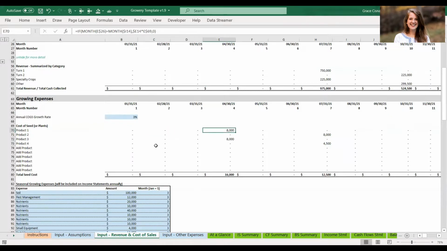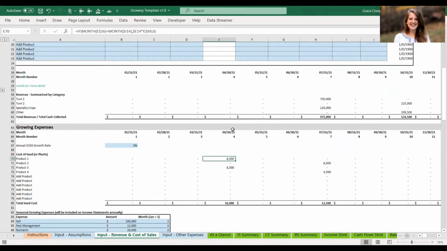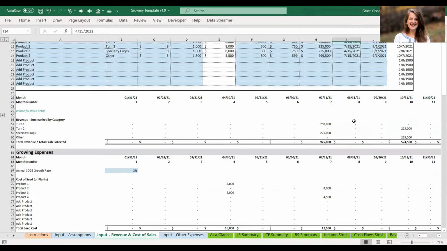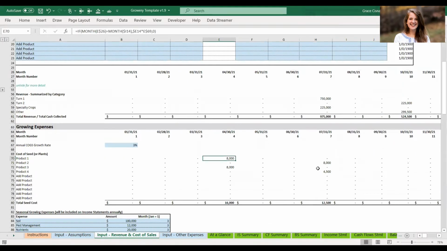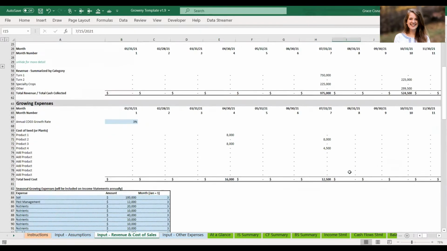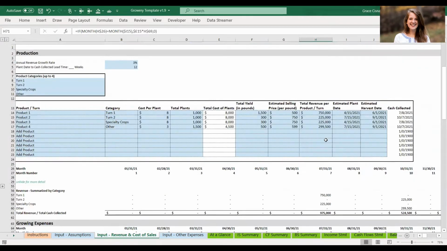We have product 1, and we have our cost right now. So this $8,000 for product 1 is cost per plant, $8, and 1,000 plants, so $8,000 here. And then it's actually placing it in the month based on this estimated plant date. So we're planting in April. You can see that $8,000 falls in April. For the second row here, we're planting in July, so the $8,000 falls in July there.